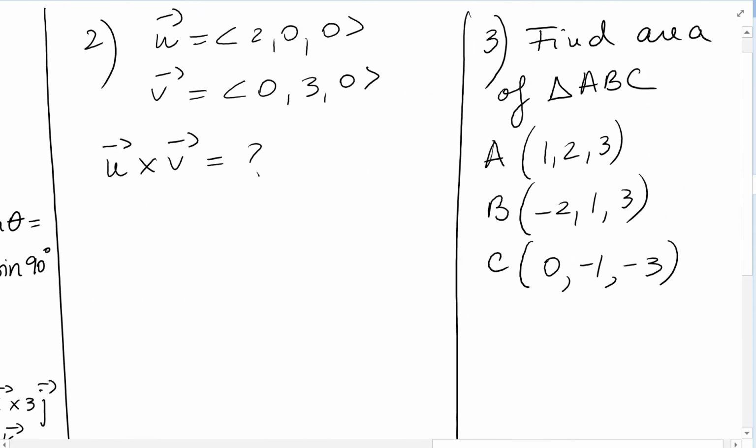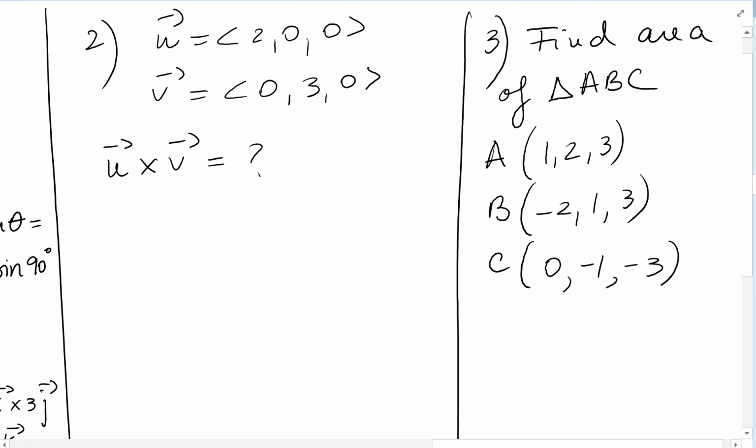Let's take a look at another problem. Basically, this is the same problem, but I want to solve it in a different way. We did u cross product v and located it, but it's not always that easy to find. So in order to calculate this, I'm going to use the formula.